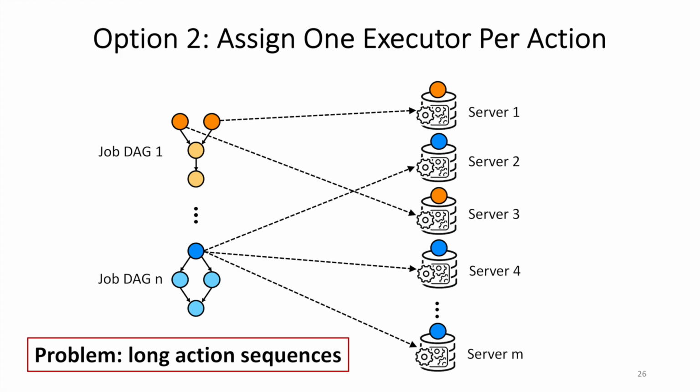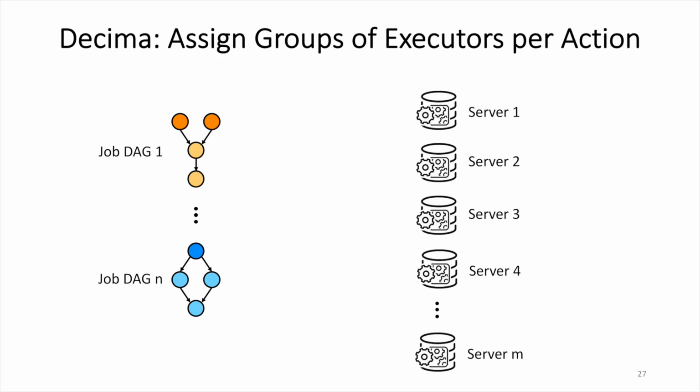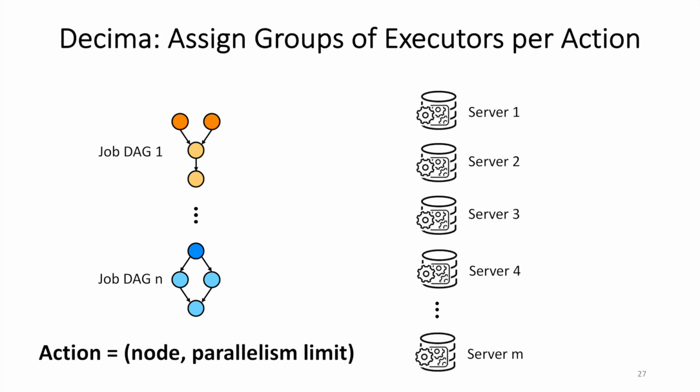Long action sequence is known to be a hard problem for reinforcement learning since it's hard to assign credit to an action for the reward signal. Decima uses a two-dimensional action design to balance between the size of the action space and the length of the action sequence. For each action, it outputs a node selection and the number of servers assigned to this node together.